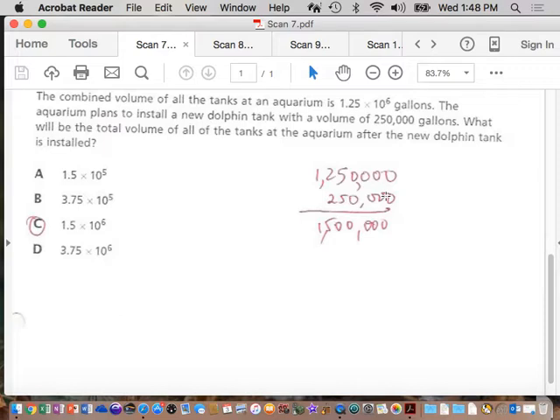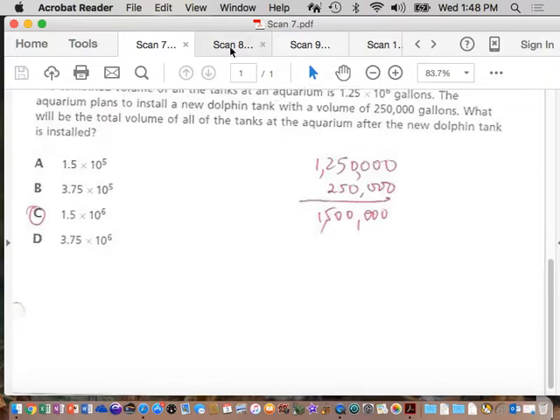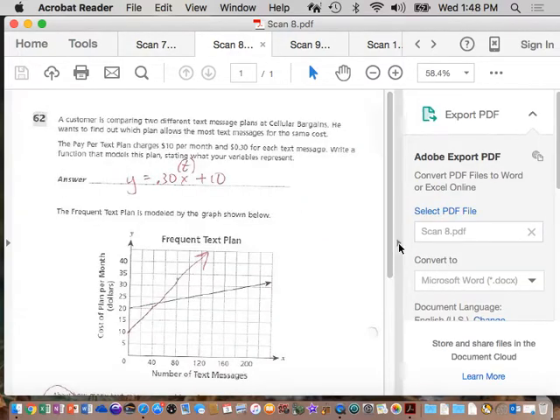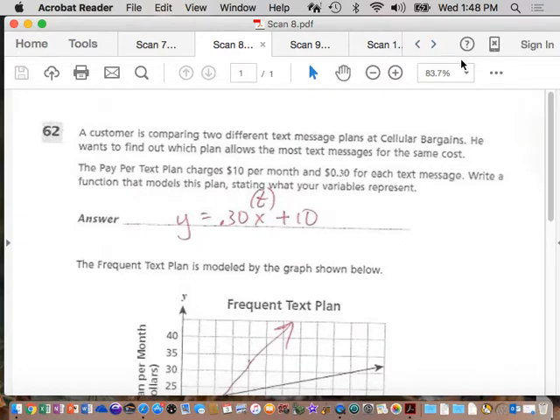Whenever you're going to add or subtract, write them as a standard numeral, do the addition or subtraction, and then convert back to scientific notation. Okay.